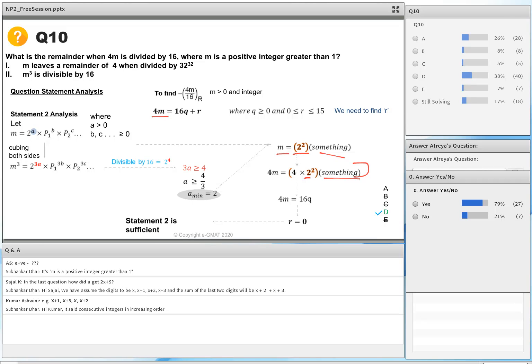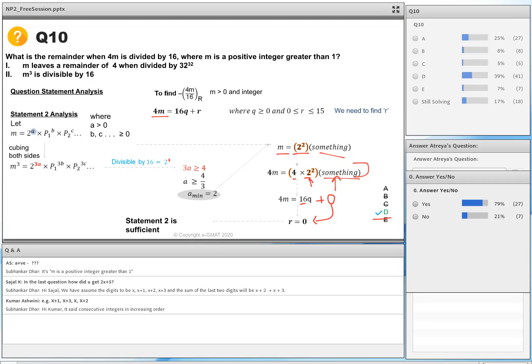So when I calculate the value of 4m, this gives me 4 times 2 to the power 2, which is essentially a 4. So this gives me a 16, right? So 16 times something which can be written as a q. So 4m is of the form 16q plus 0. And what does this 0 mean? It means that the remainder is equal to 0. So the second statement as well is a sufficient statement to answer this question, which makes the answer for this question option D.